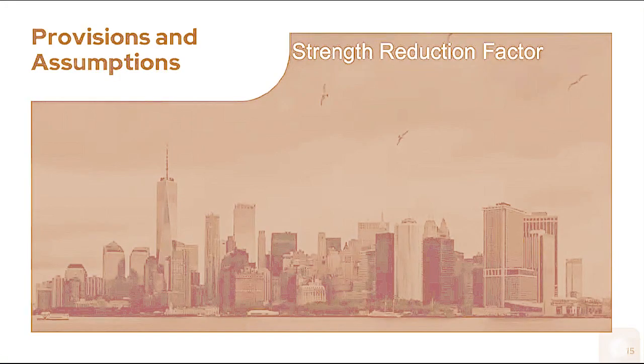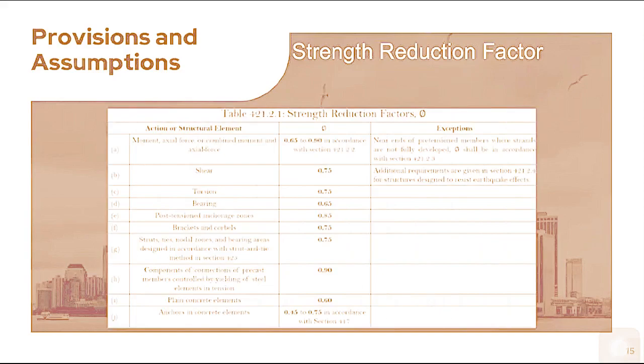So, these are the strength reduction factors. For letter A, for structural elements resisting moment, axial force, or combined moment and axial force, your reduction factor is 0.65 to 0.9 in accordance to 421.2.2, which will be discussed again later. So, saan mo gagamitin yung 0.65, saan mo gagamitin yung 0.9 based on the 421.2.2 of your NSCP 2015.